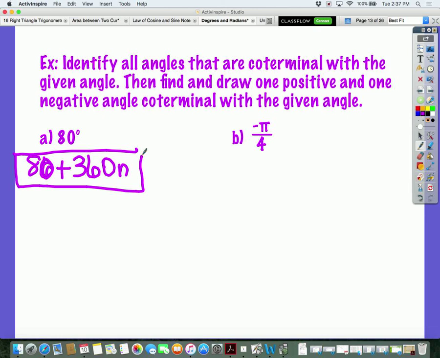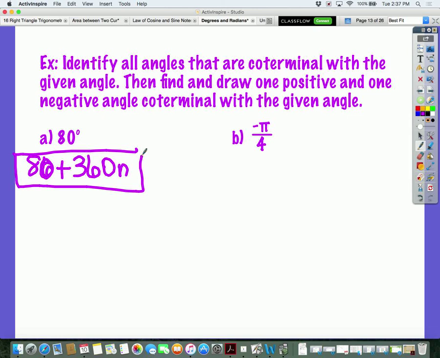That would be coterminal to 80. It has to be a multiple of 360 and then you have to add 80 to it. So no matter which way, we're never going to get 300. Now we could get negative 280. That would be coterminal.